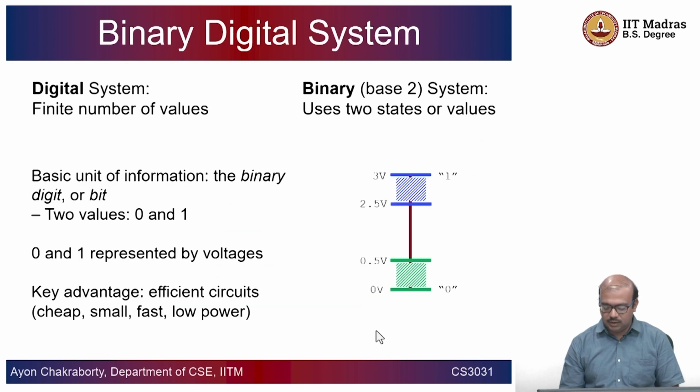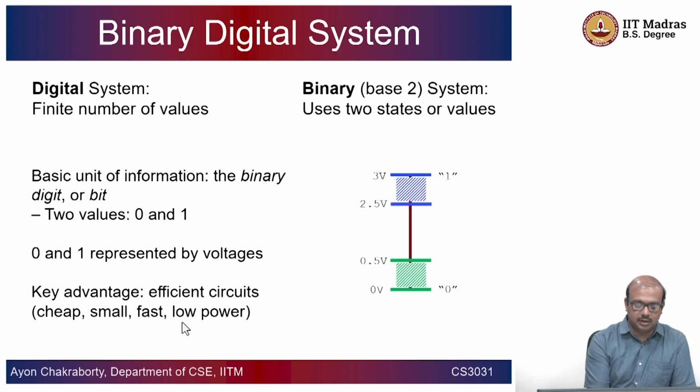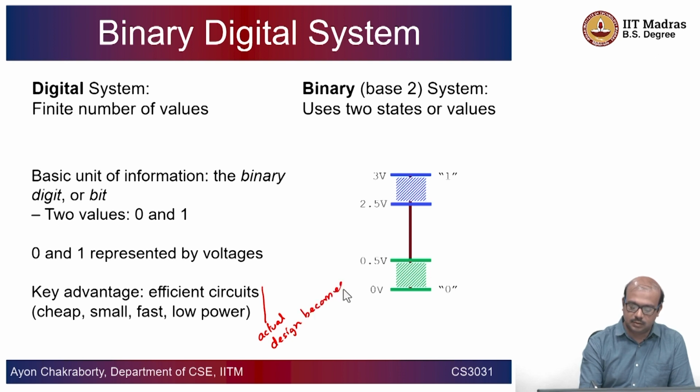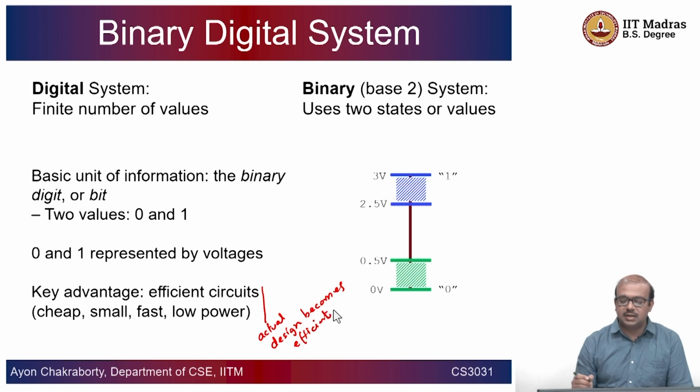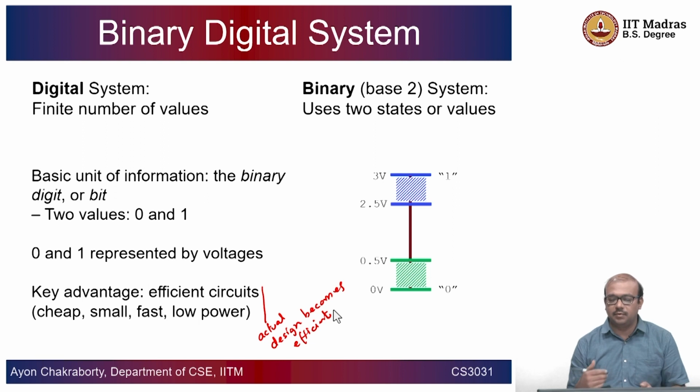So we stick to the binary digital system in digital circuits, particularly because of the ease of implementation and the efficiency of the circuits. It is cheaper, smaller, right? So the actual design becomes efficient, right? So that is the reason we choose not 3, not 5, not 4, but only 2 states, right, for a given bit.